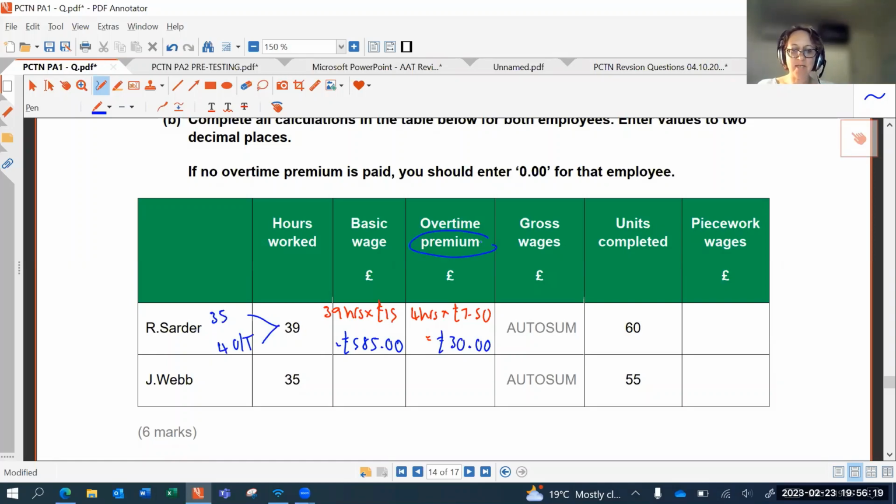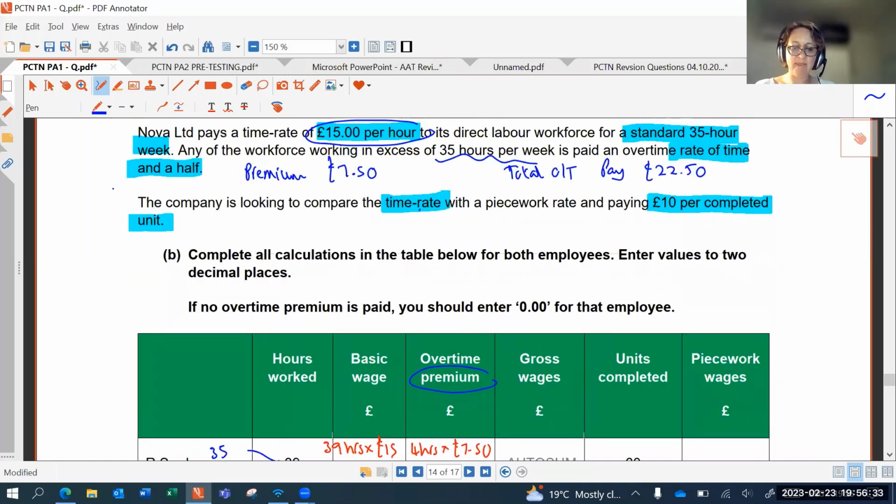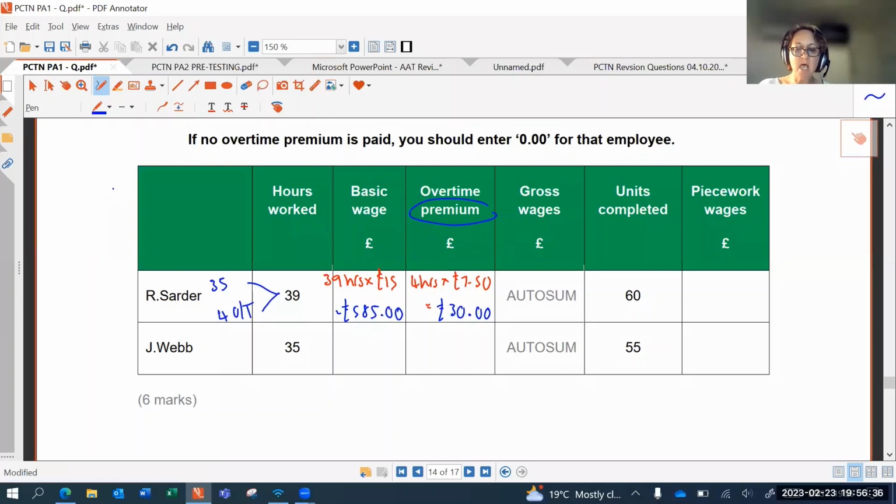If they'd have asked for the normal wages and the overtime wages, then I would have had 35 hours in my first column and then the 4 hours in the second column at £22.50, but they asked only for the premium. And I know that the basic and the overtime need to add to the gross wages. And I know that this person then earns in total £615.